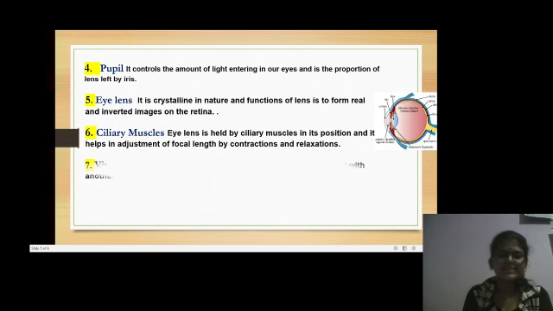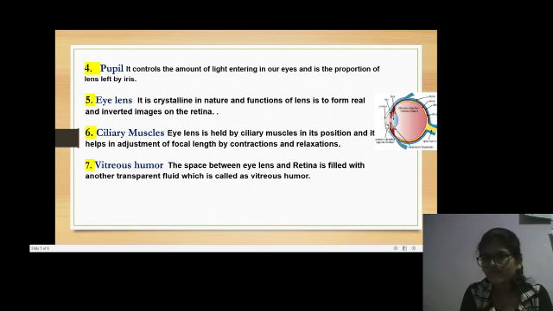The next part is vitreous humor. So here, this portion is called vitreous chamber, and a fluid called vitreous humor is present in it. This pink portion is full of this vitreous humor. The space between eye lens and retina is filled with another transparent fluid, which is called vitreous humor. So this is our lens, and this portion is called retina. So it is present between eye lens and retina, and it is a transparent fluid. What is transparent? That is, light can pass through it. So this is vitreous humor.